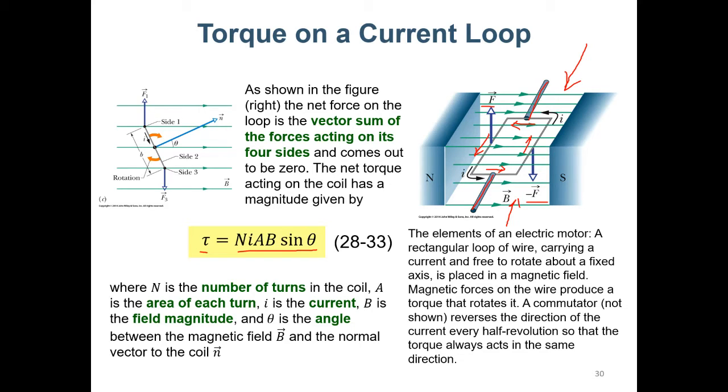You may need to be careful in this chapter and next chapter. There are some N, small letter, capital letter, and they have different meanings. So you need to pay attention to it. But here, the capital N means the number of turns in the coil. And A is the area of this coil. And then I is the current, B is the magnetic field, very trivial.